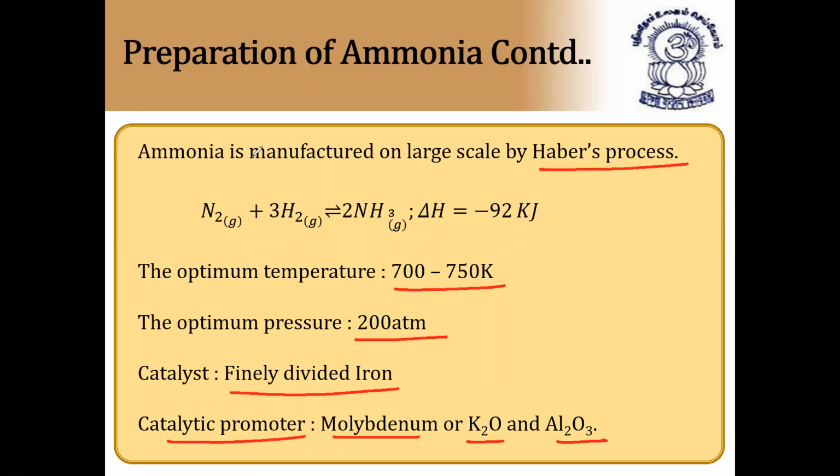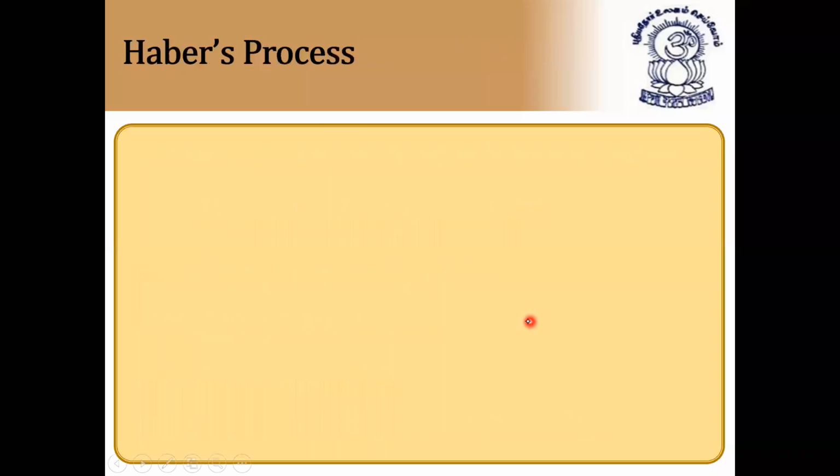In industry, ammonia is manufactured on a large scale using Haber's process. I hope it is clear. All these conditions are most important, so please note them down in your classwork. They can ask from the objective exam also. It is a reversible reaction, so by reversing the conditions, we can get the same reactants again.